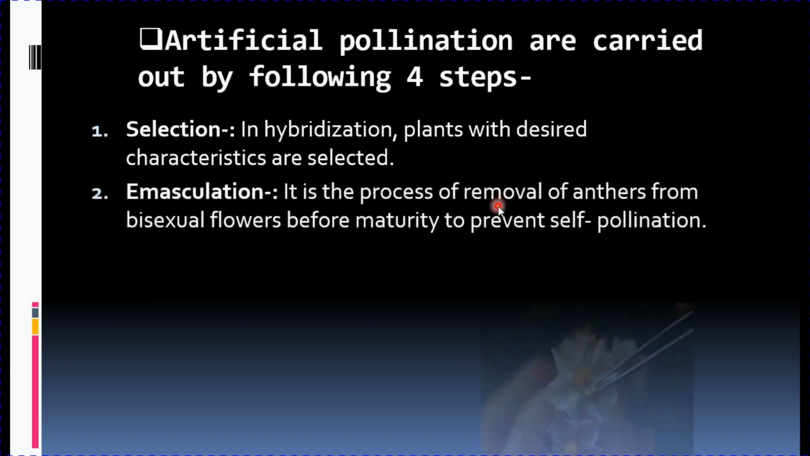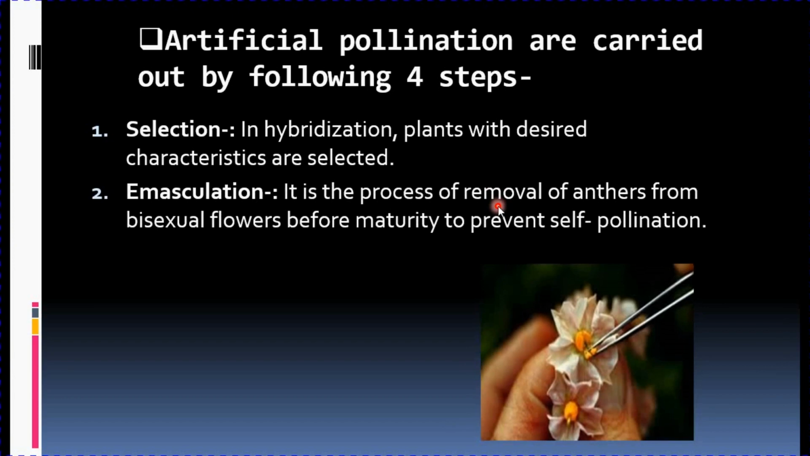The second method involved in artificial pollination is emasculation. Now what is emasculation? It is a process of removal of anthers from the bisexual flowers before maturity to prevent self-pollination. So here in the picture you can see this protruding part, what you see is the stigma, and a thick bulky substance that surrounds the stigma is your anther.